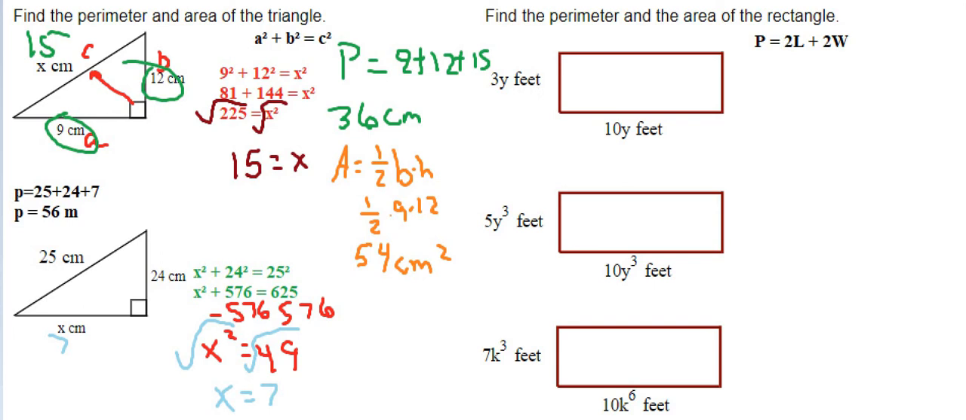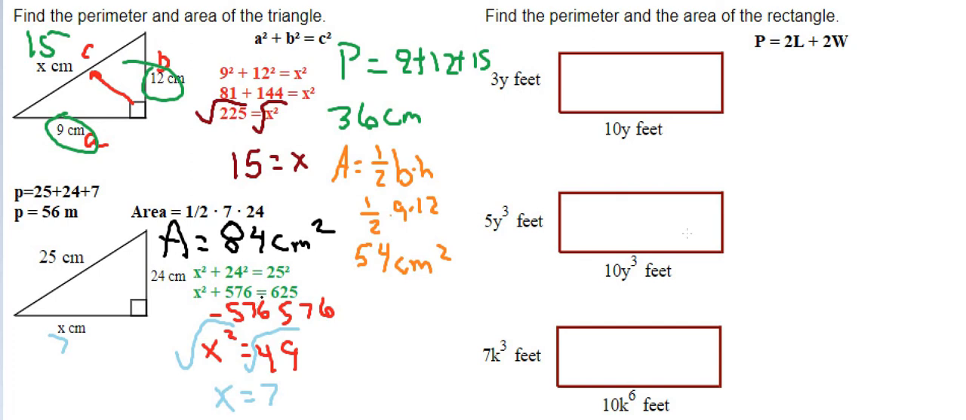And the area then will be 1/2 base times height. So that will be 1/2 times 7 times 24. And that would give us that the area is going to equal 84 centimeters squared.